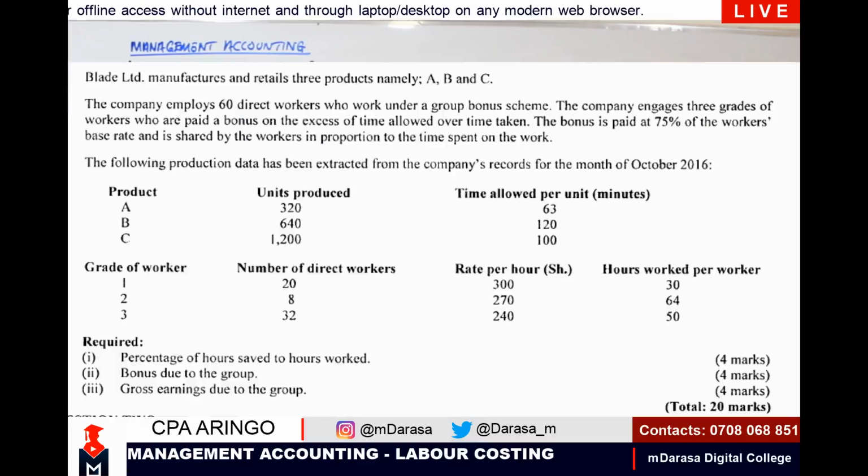The last question you are told, gross earnings due to the group. Now that's a very good question. How will you determine the gross earnings due to the group? That will be very simple because we have each group and I'm having a component of bonus.